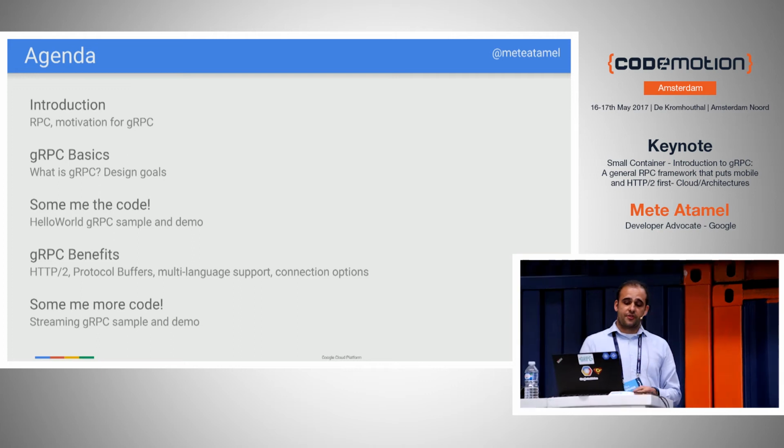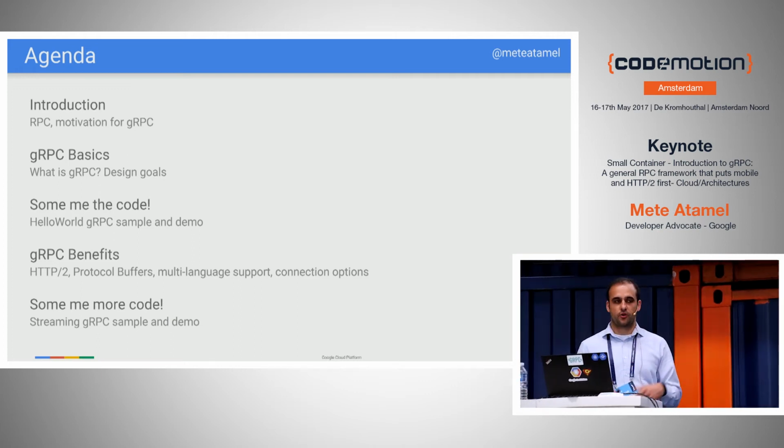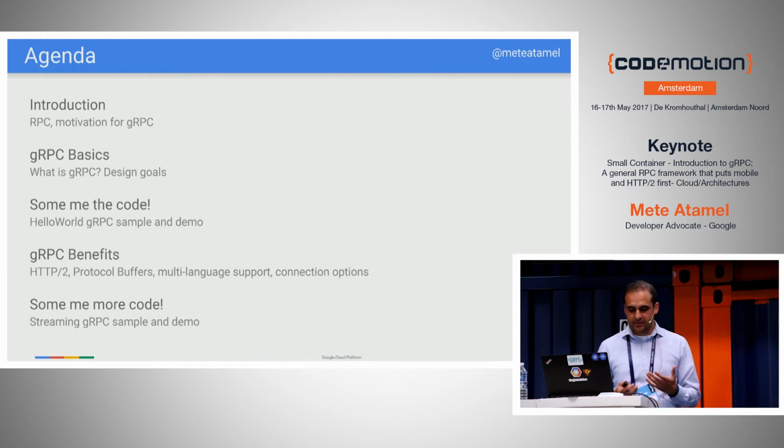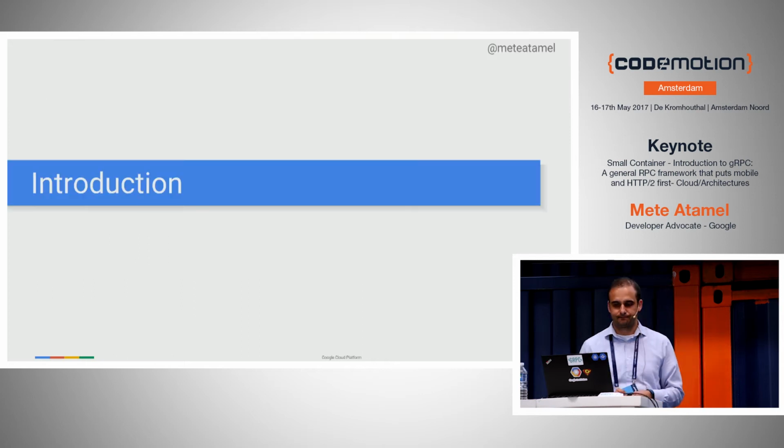After that, we'll talk about the benefits of gRPC, so HTTP2, protobufs, multi-language support, connection options, things like that. And then in the end, I'm going to show you a chat application where you have a Java server, Java client, and a .NET client, and they're all working together. And in the end, we might have some time for questions, but if not, I'll be around, so you can ask me after the talk as well.